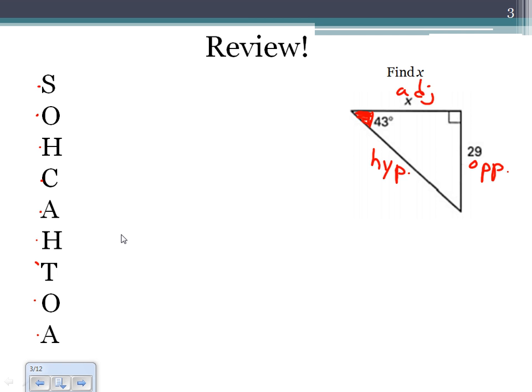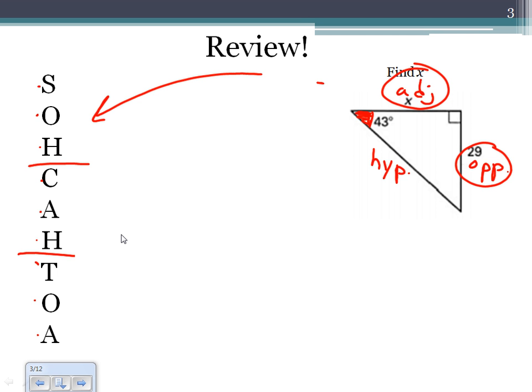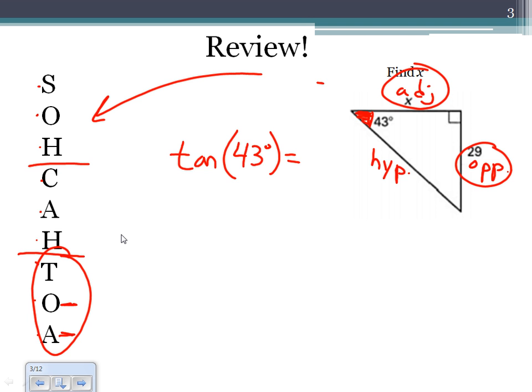Okay? To set these up, what am I given here? I'm given an adjacent and an opposite. Consult with your chief. Which one is it going to be? Which one has both an adjacent and an opposite? Gloria? The tangent. The TOA. So we say the tangent of, what goes in parentheses? The angle, yes, 43 degrees here, equals the opposite over the adjacent, the 29 over x.